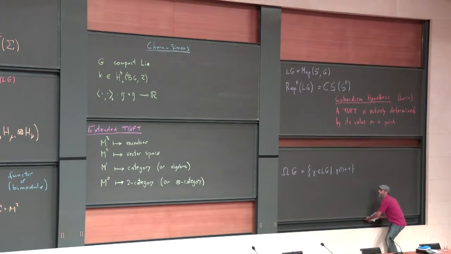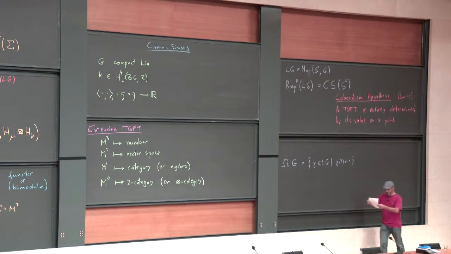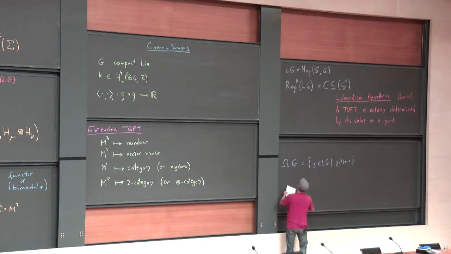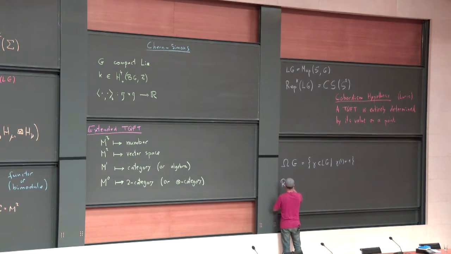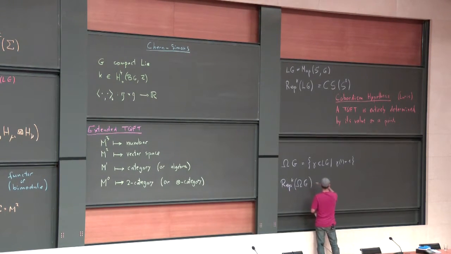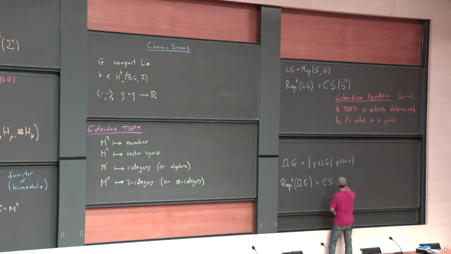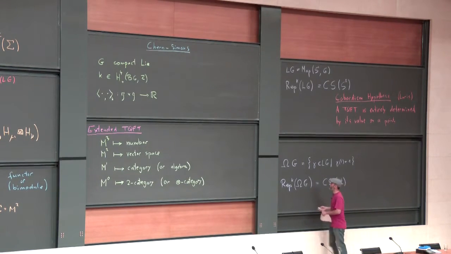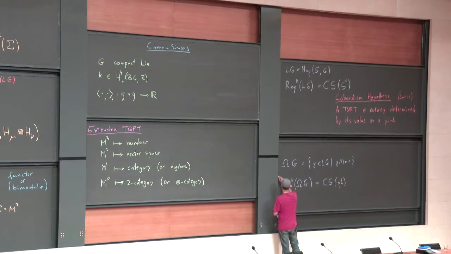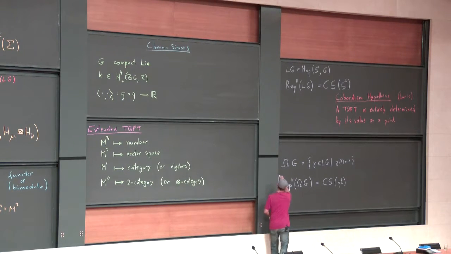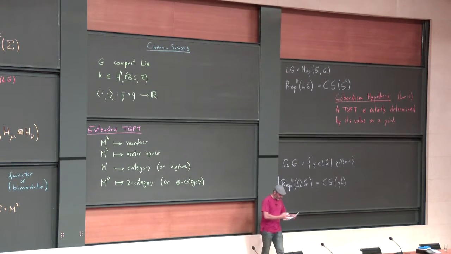So the proposal is to let the category of representations of omega G, and again, you want to take a central extension, just like above, be Chern-Simons of a point. This is the proposal which I'm making.